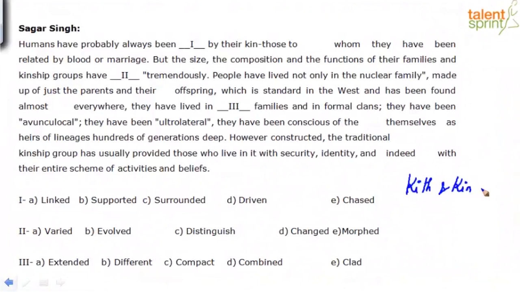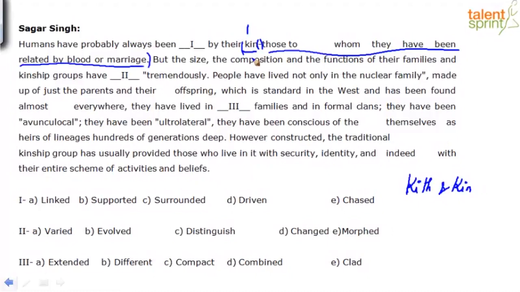Okay, now let's look at it. Humans have probably always been dashed by their kin, those to whom they have been related by blood or marriage. See that? Very good pointer. I have this hyphen, and I have "those to whom", so in case you don't know this word kin, it's right here. Those to whom they have been related by blood or marriage. That's what kin means. Relatives, family. So humans have probably always been dashed by their kin. The options are linked, supported, surrounded, driven, chased.